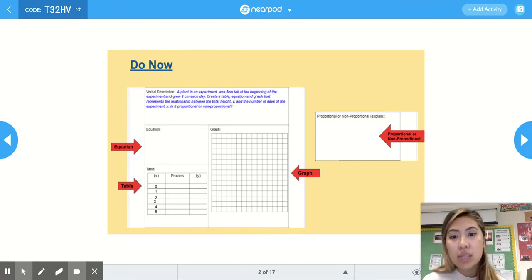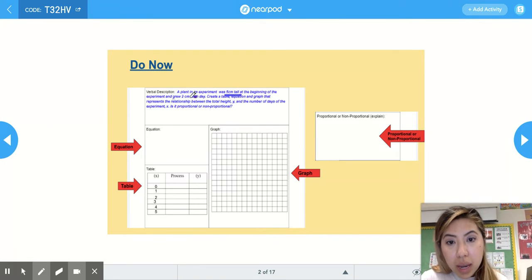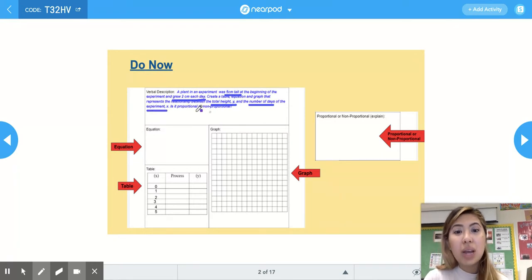Our do now says a plant in an experiment was 5 centimeters tall at the beginning of the experiment and grew 2 centimeters each day. We have to create a table, equation, and graph that represents the relationship between the total height, y, and the number of days of the experiment, x. And then we have to write whether it's proportional or non-proportional.